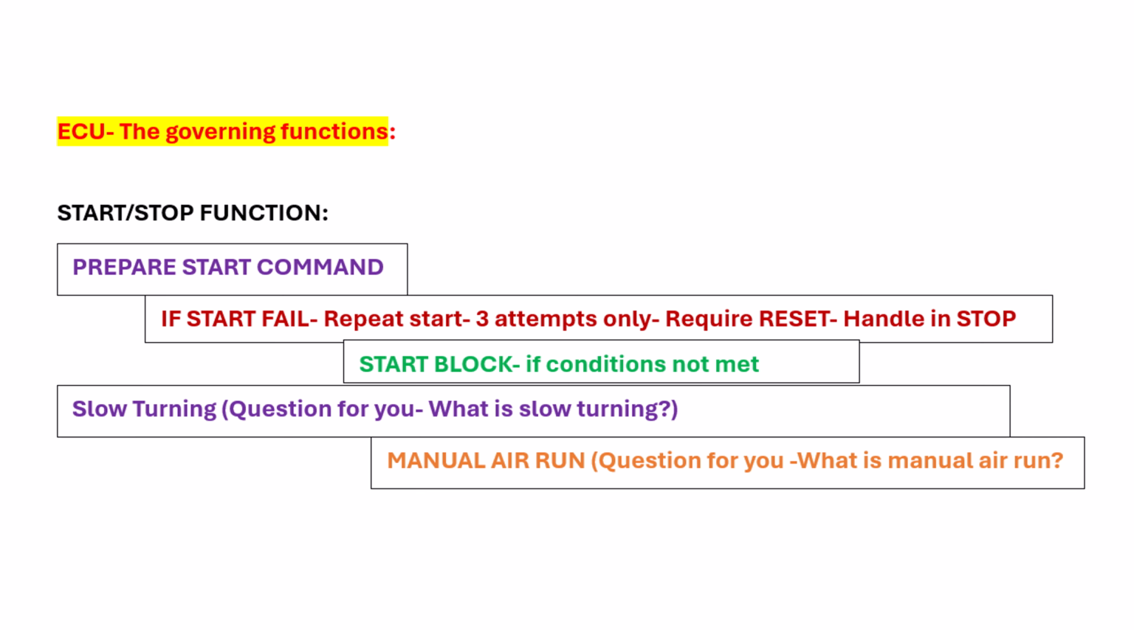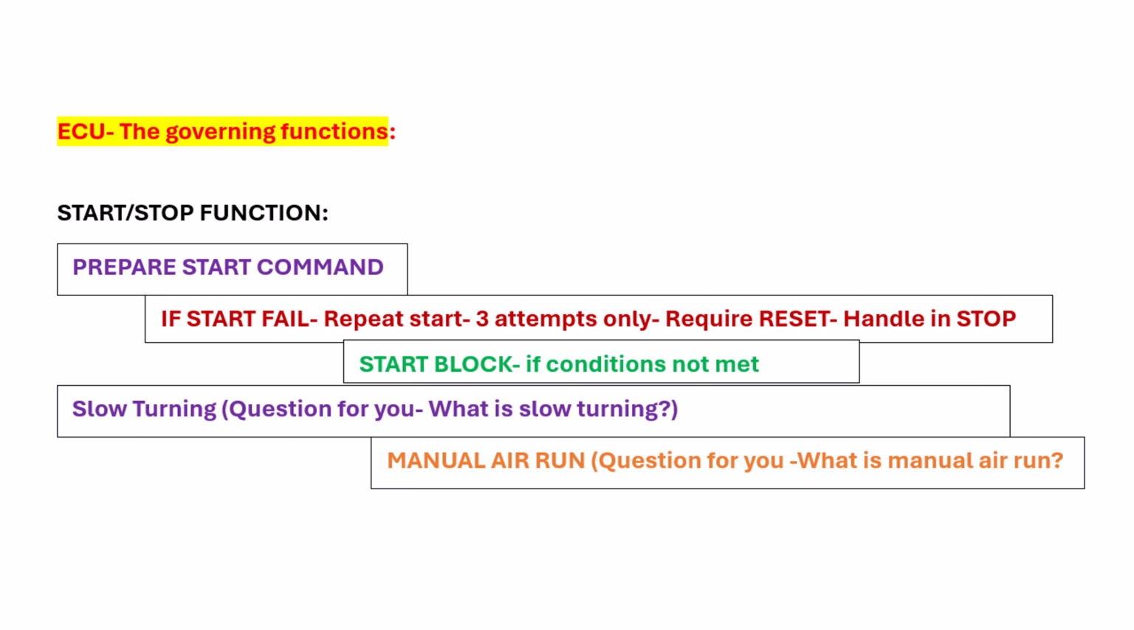Because there can be some reason, for example fuel pressure was low or some alarm was there which engineers ignored, whatever the reason. Start block means starting will not begin, the signal for start will not go if a start block condition exists. For example, main starting air valve not in the auto position, or turning gear engaged. Slow turning and manual air run.